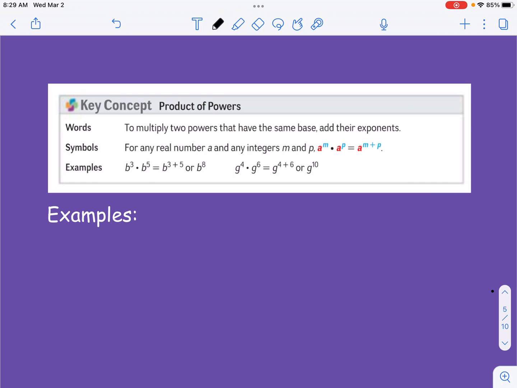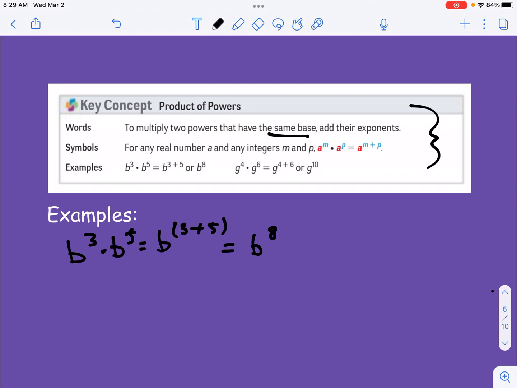So this little inset box we've got here says to multiply two powers that have the same base, and that's really important, same base, you add their exponents. So I'm going to show you why this works. This example they have here, b to the third times b to the fifth, they just say, okay, add 3 and 5, and 3 plus 5 gives you b to the eighth. All right, that's great. Why does that work?